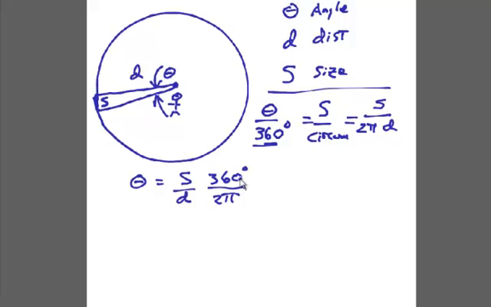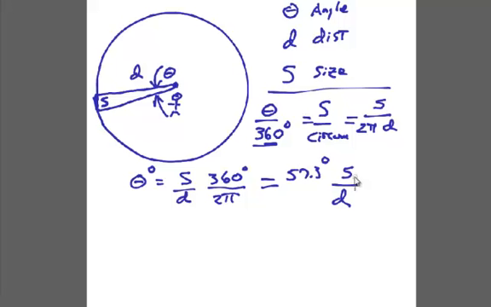And guess what? If you divide 360 by 2 pi, you'll get 57.3. So the relationship is going to be the following: 57.3, that's going to be in degrees. That means the answer is going to be in degrees, times the size of the object divided by its distance from us.